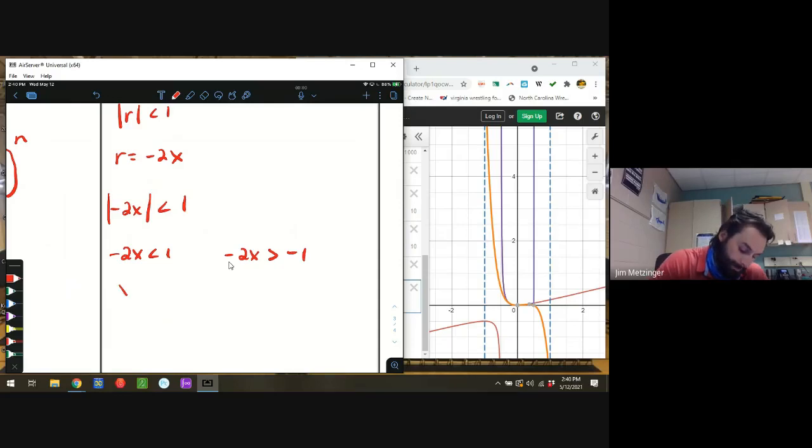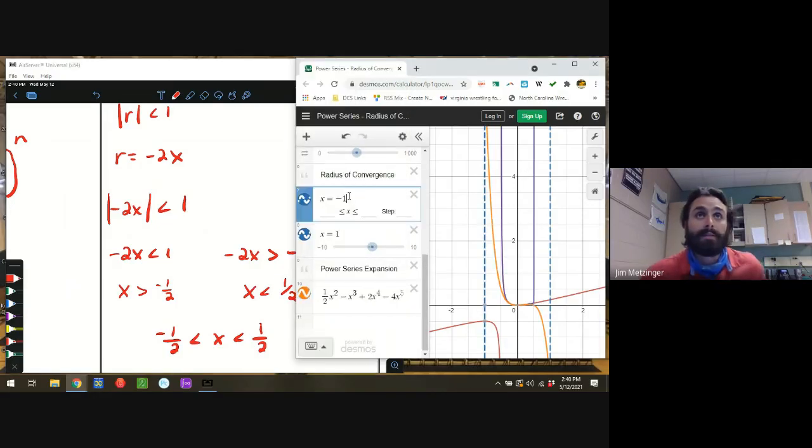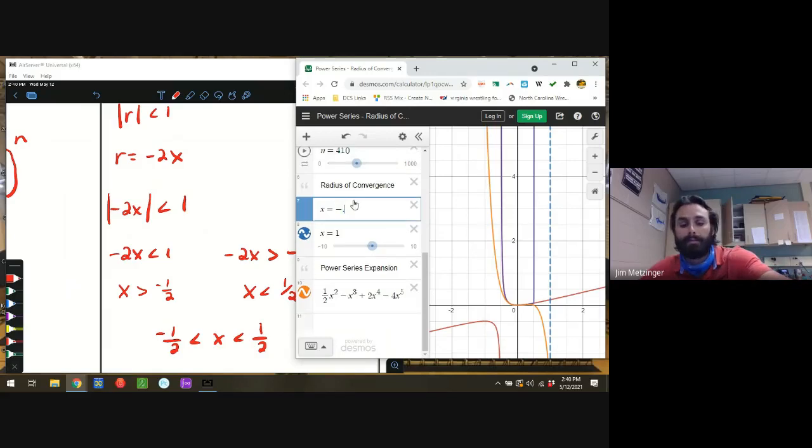Divide both sides by 2. x is greater than negative 1/2. x is smaller than positive 1/2. So our interval of convergence is in between negative and positive 1/2. So we'll make that adjustment in Desmos. I'm just going to go 0.5.